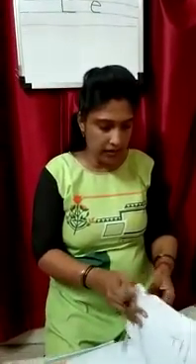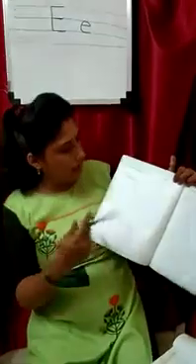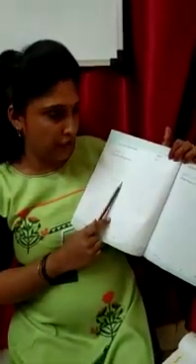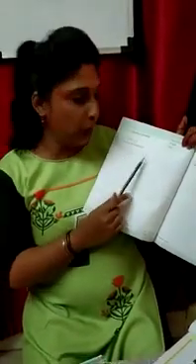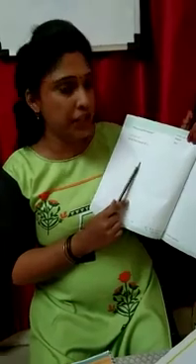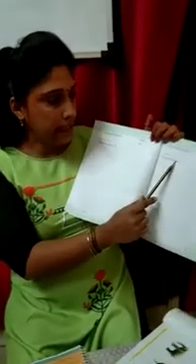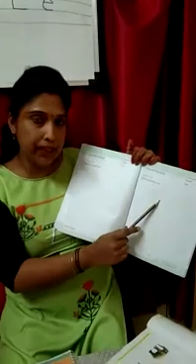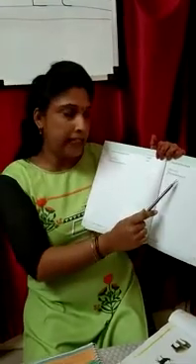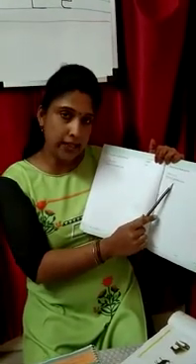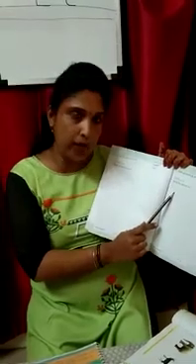See kids, here is your revision page. Okay kids, this is your revision page. Capital A to E, and small letters A to E. Mention the homework date, and write down capital A to E and small letters A to E. You just write down and practice.